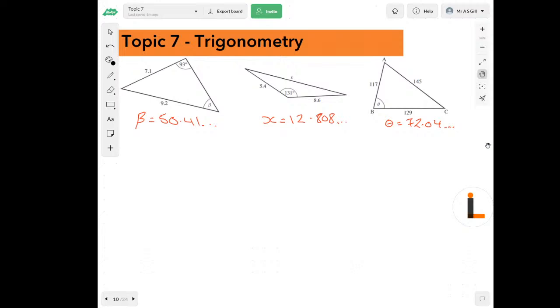So this first one is going to be the sine rule. And then again, we'll just rearrange here to make sine beta the subject and then beta the subject by doing sine inverse, and we get our answer of 50.41 degrees.